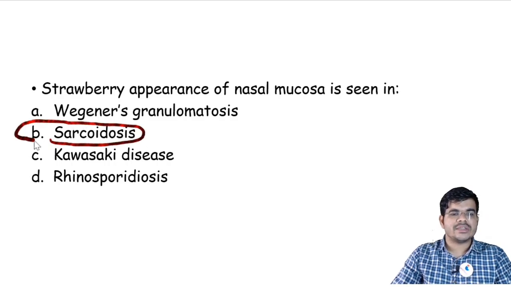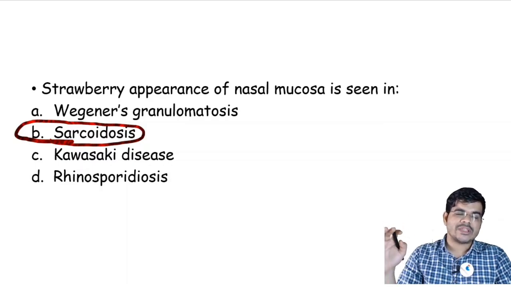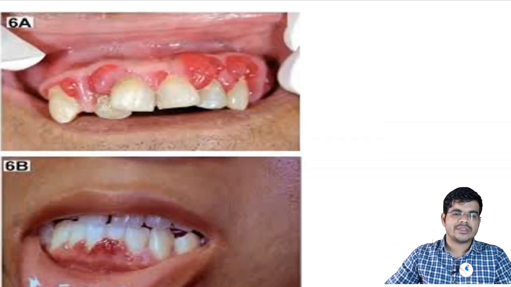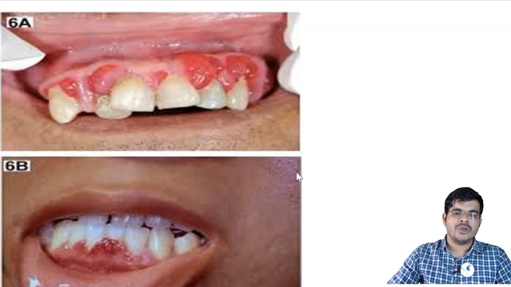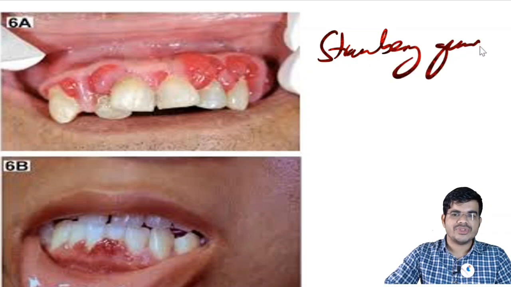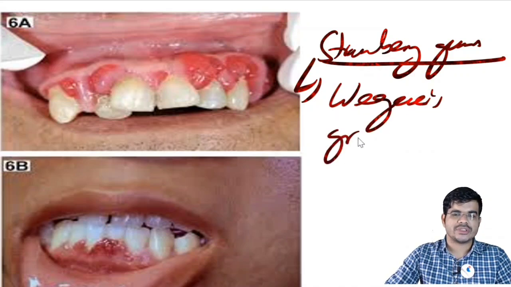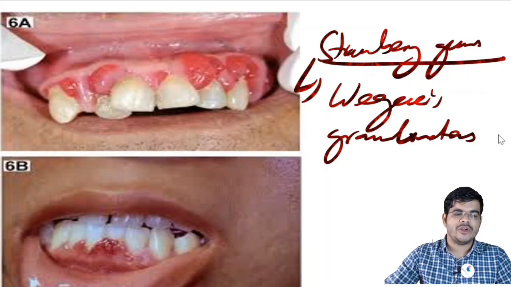The answer is sarcoidosis. Okay, now you have seen strawberry appearance of nasal mucosa and also the strawberry appearance of the polypoidal mass, which is associated with rhinosporidiosis, right? And there is another strawberry in ENT, and what is that? It is the gingival hyperplasia, which causes strawberry gums. This is associated with Wegener's granulomatosis. Okay, nowadays that terminology is no longer used.